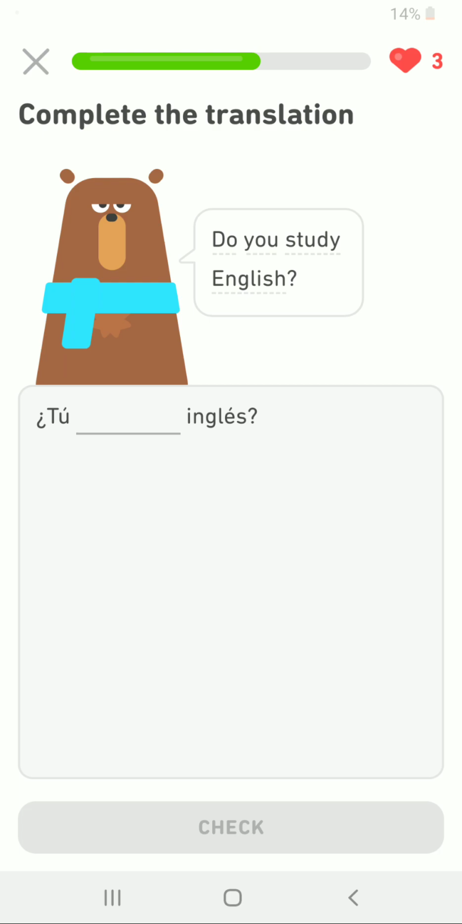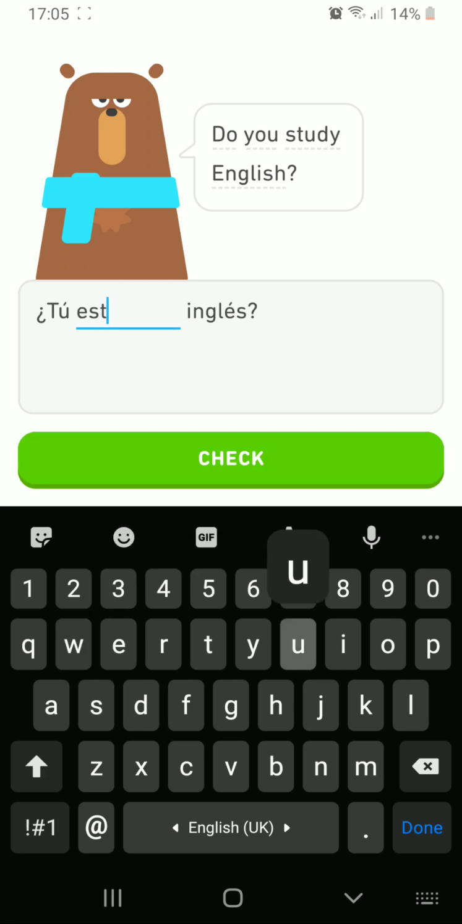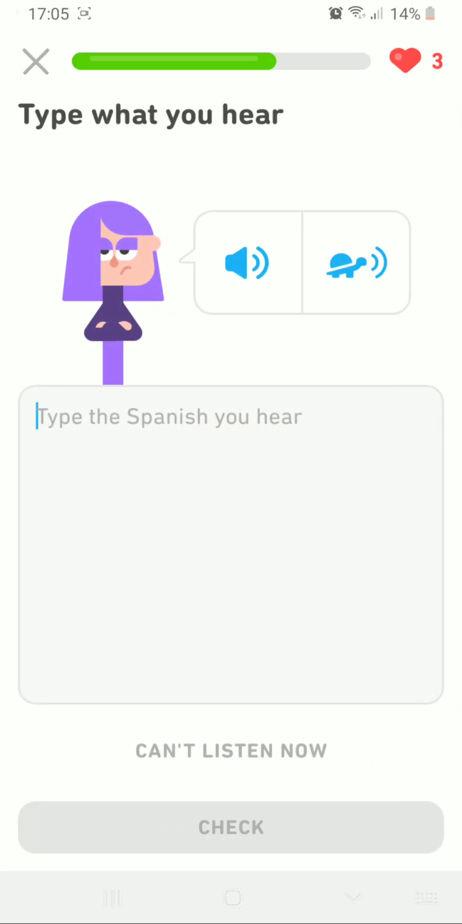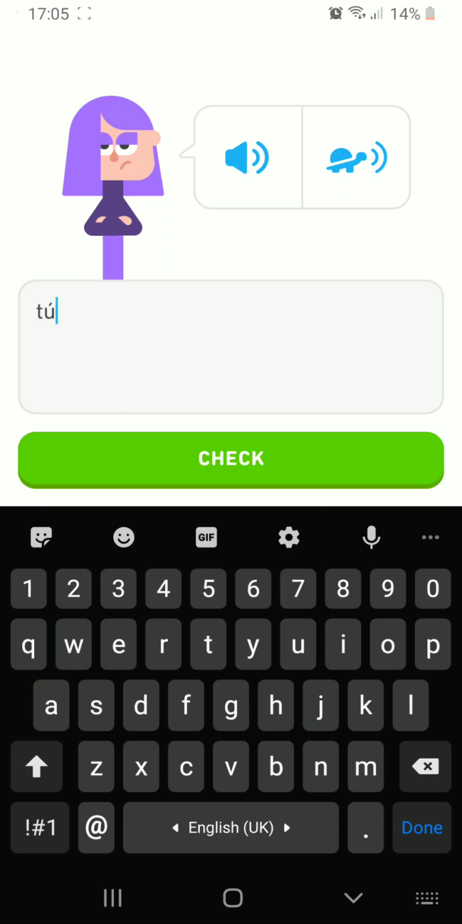Do you study English? Study. Estudiar. ¿Estudias inglés? ¿Tú lees en la computadora? Tú, with the accent. ¿Tú lees en la computadora?